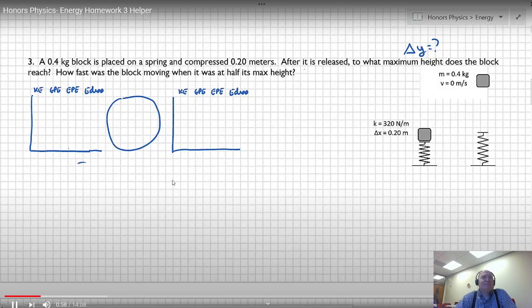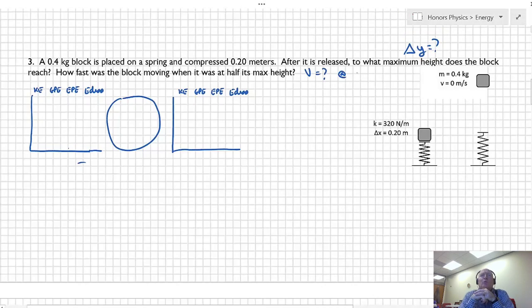And so we're looking for how fast, velocity is equal to question mark, and this is going to be at basically 1/2 of that max height. I love setting the question mark position. So when I look at this here, you can include what's in your system. So I'm going to include the block. I'm going to include the spring so that I can keep all of that elastic potential energy within my system. And then I'm going to include the earth.